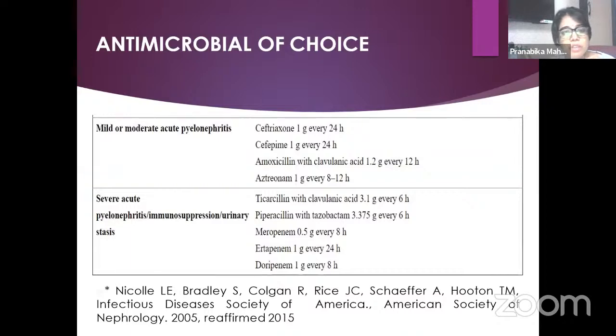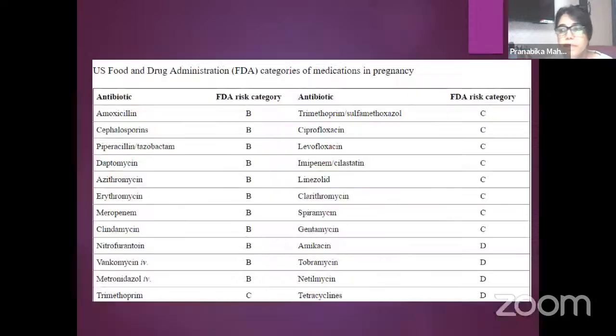Antimicrobial of choice. Again, this will also depend on the urine culture report actually. So empirically, if one wants to start, then ceftriaxone, cefepime can be used. In severe cases, piperacillin tazobactam can be used.